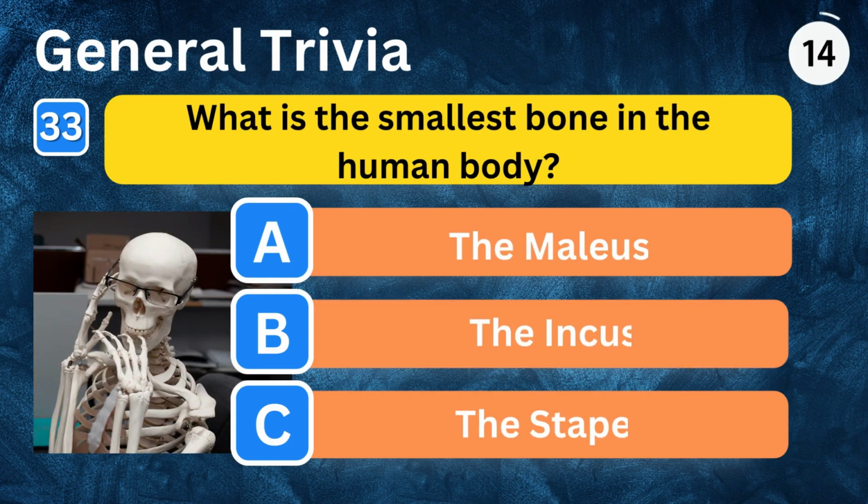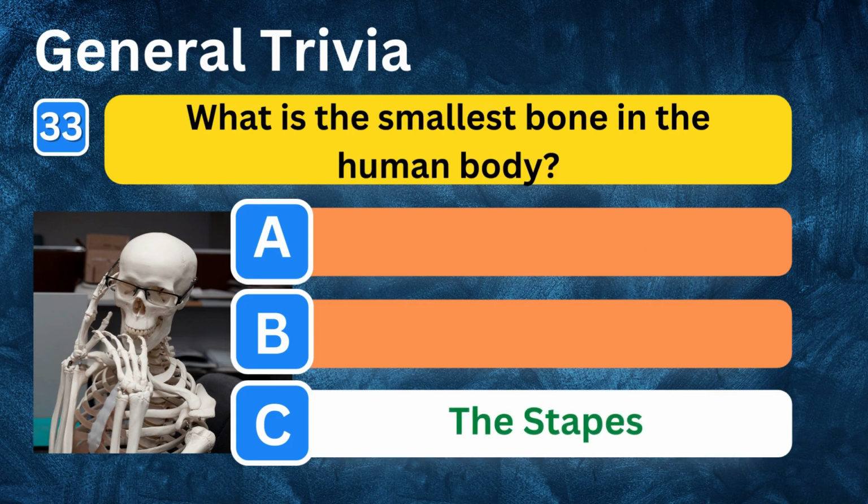Question 33. What is the smallest bone in the human body? Is it the malleus, the incus, or the stapes? And the answer is the stapes.